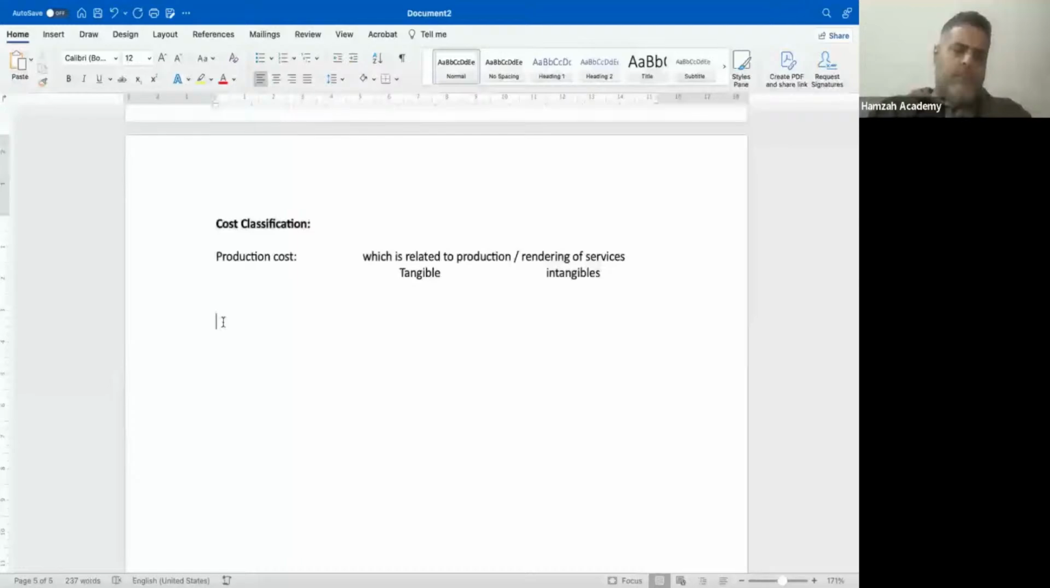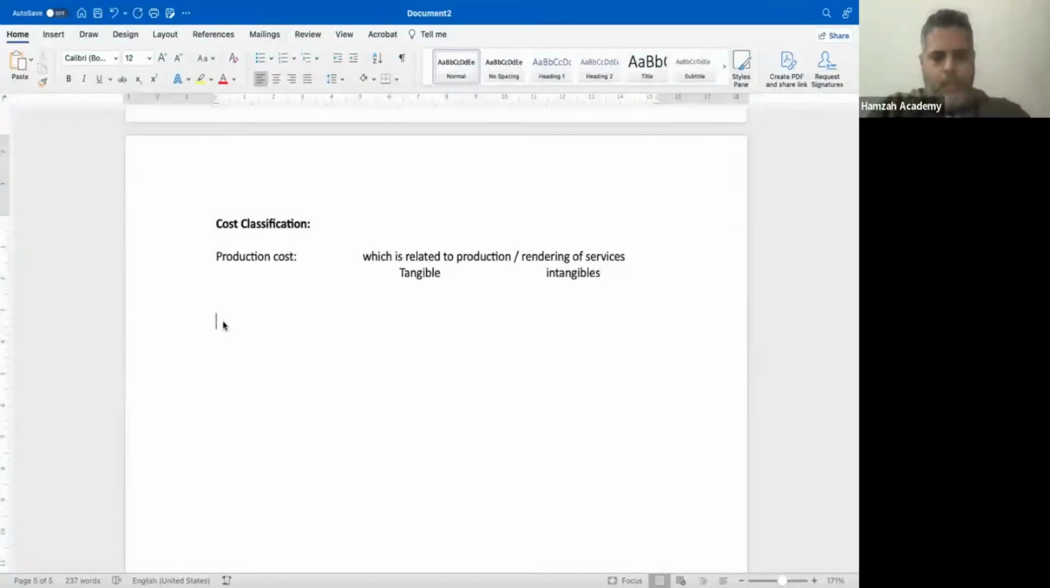So we just started off talking about the cost classification, and we said we have the first thing over here in the cost form, and that is called the production cost. The production cost is related to the production or rendering of services. If it's related to production, then it is going to be related to tangible items. And if you are providing services, then obviously it is going to be related to intangibles, because the services that we provide cannot be seen. They can only be felt or experienced. So they are called intangibles.